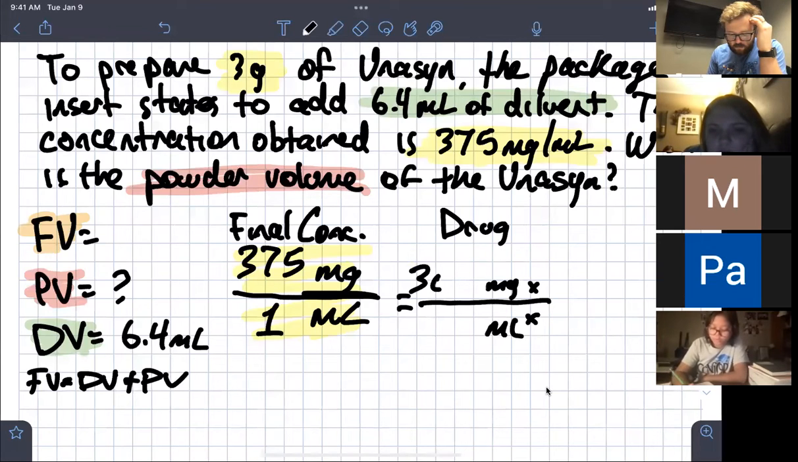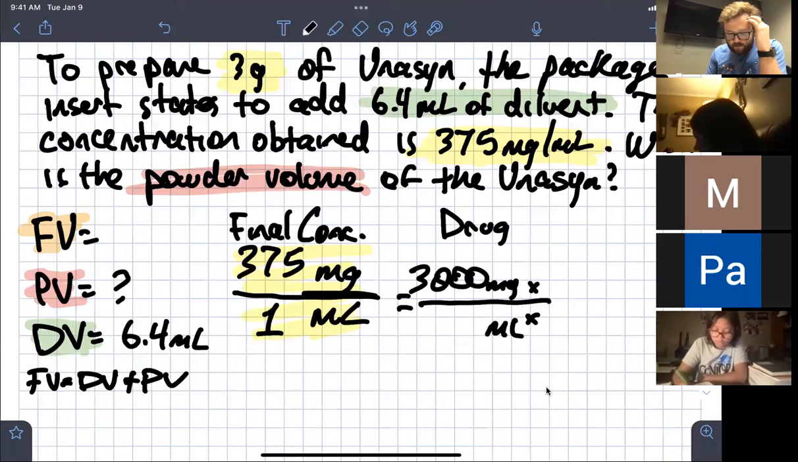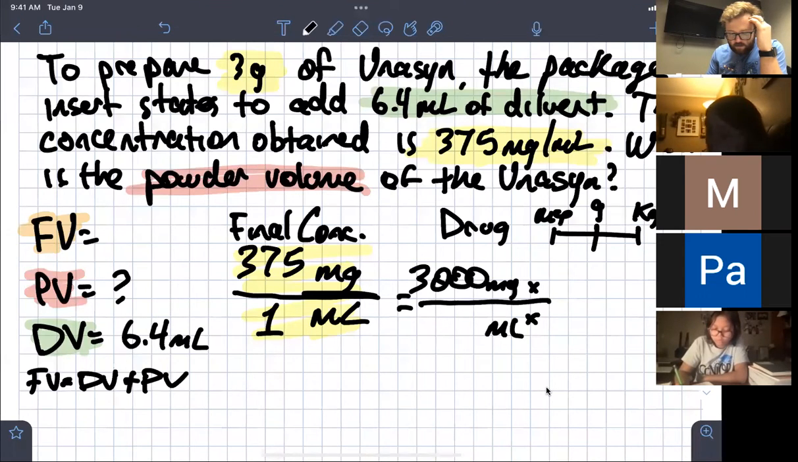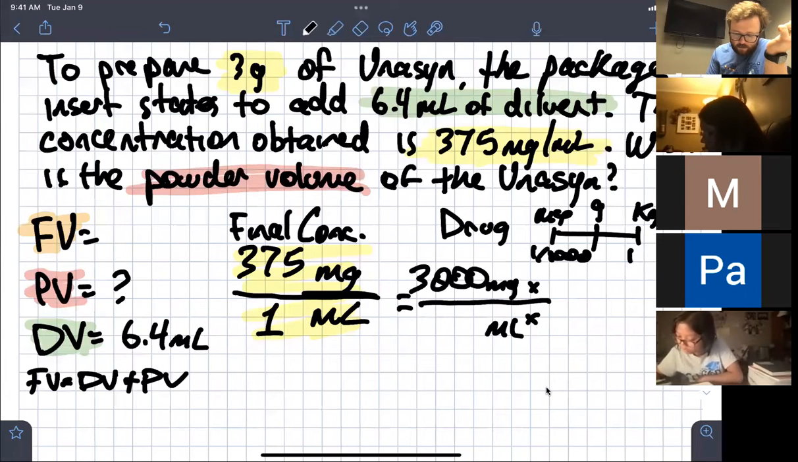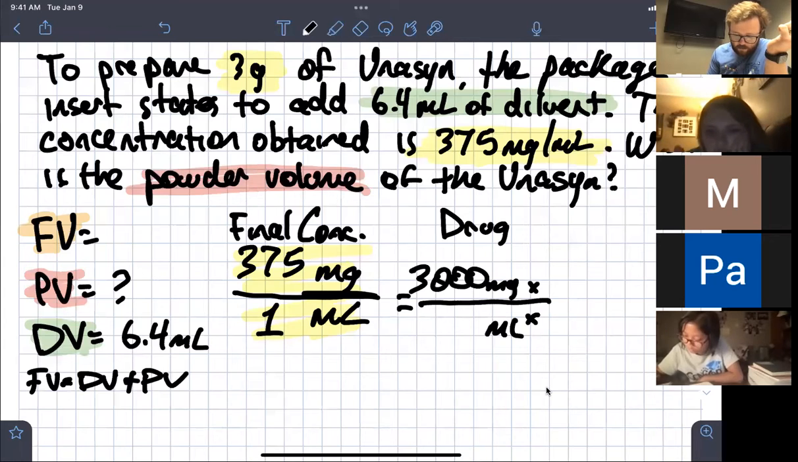3,000. Perfect, right? Because if I do my timeline again, I have my grams, kilo, milli, 1 over 1,000. So I'm starting in the middle and I'm going left. So I'm going to multiply by 1,000 and it's going to turn into a bigger number. So 3,000. Let me get rid of that. Okay, 3,000 milligrams.